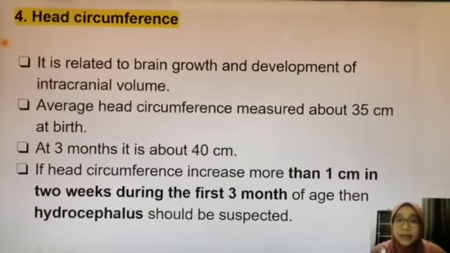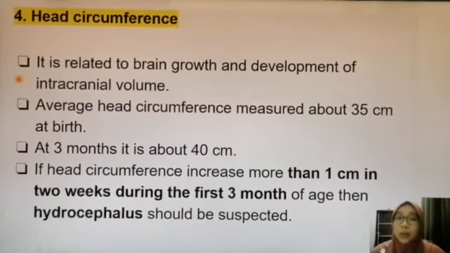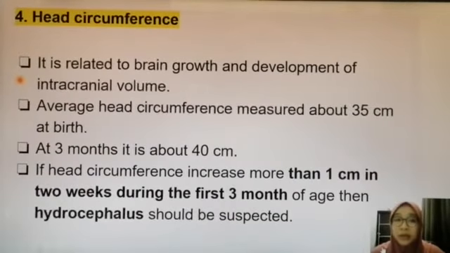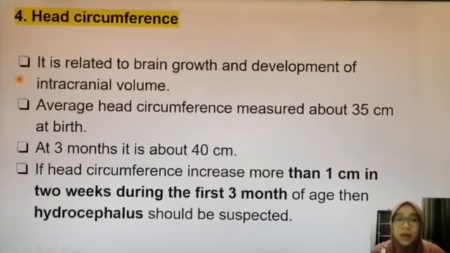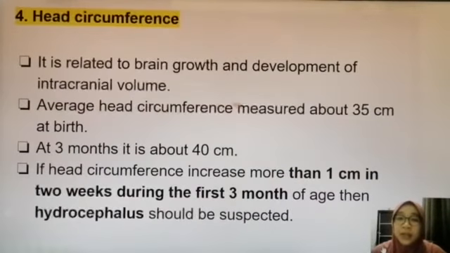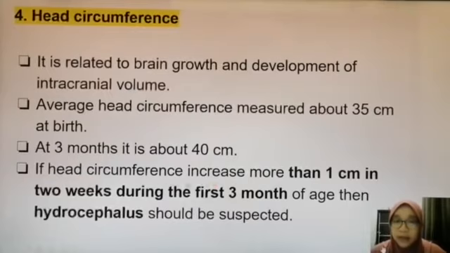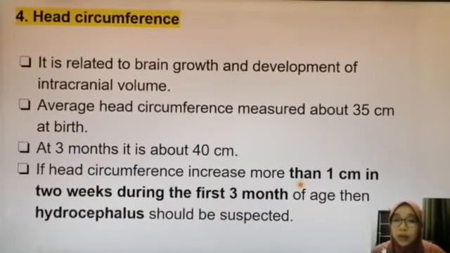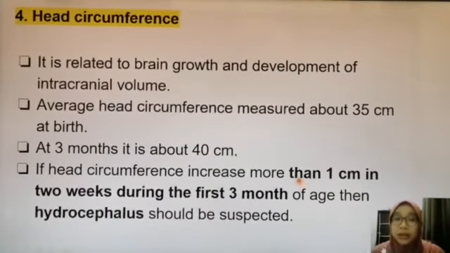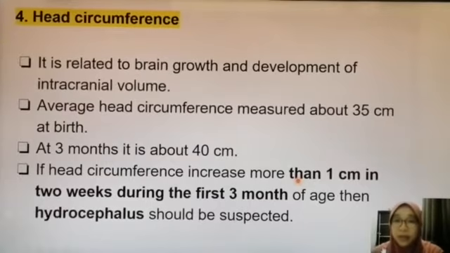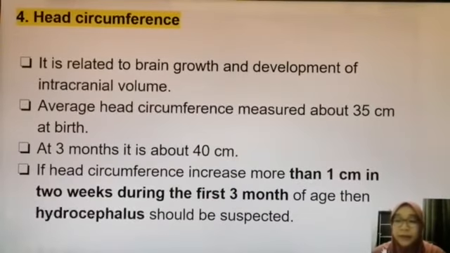Head circumference. It is related to brain growth and the development of the intracranial body. Average head circumference measures about 25 cm at birth. At 3 months, it is about 40 centimeters. If head circumference increases more than 1 centimeter in 2 weeks during the first 3 months of age, then hydrocephalus should be suspected in the infant.